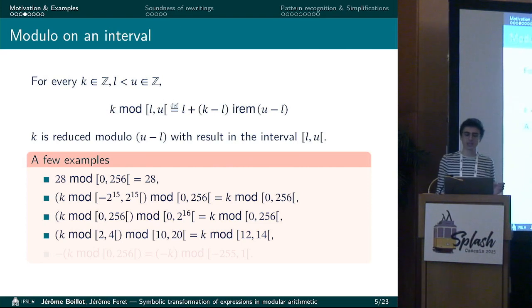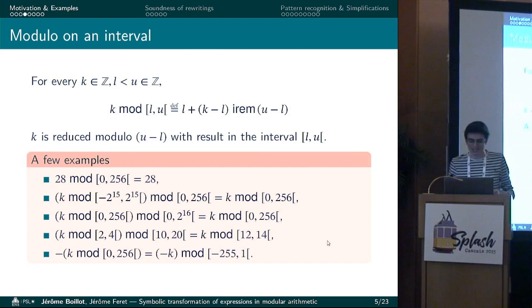Also, in some cases, two modulo computations can be seen as just a translation of the modulo interval, the modular ring. So here, from 2 to 4, we get 12 to 14. Last example, when we apply the unary minus to modulo computations, then it is equivalent to applying the unary minus on the inner expression, and then evaluating it on the modular ring with opposite values.